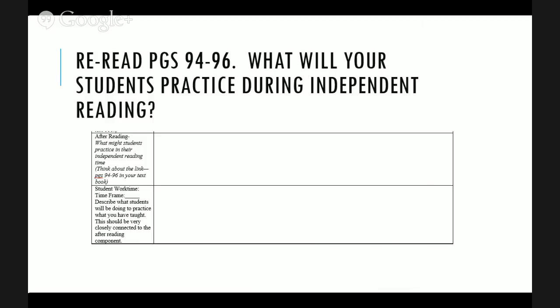Or another option might be, if you do this, come and get me. I want to hear how it went for you. So if you notice that you're doing this in your independent reading today, let me know. And then that would be something that you would also bring to share time.